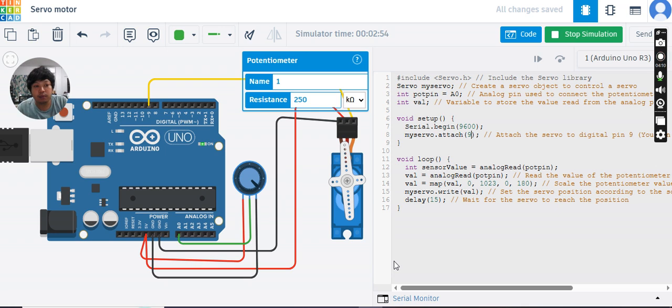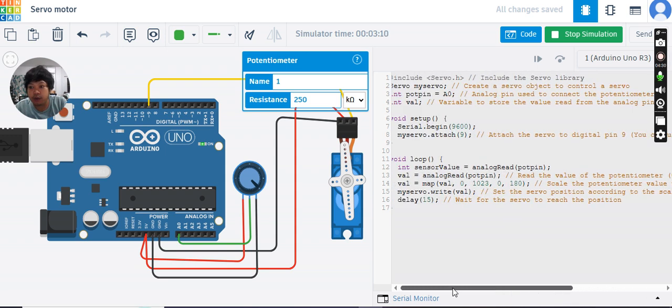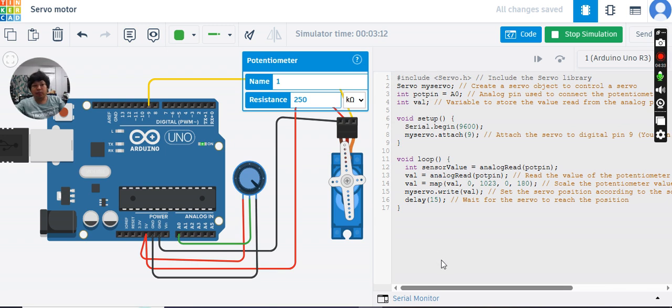comment down below. So the important part here is the myservo.write and the mapping of the value of the potentiometer and the servo motor. So scale the potentiometer value to a servo motor angle of 0 to 180 degrees.